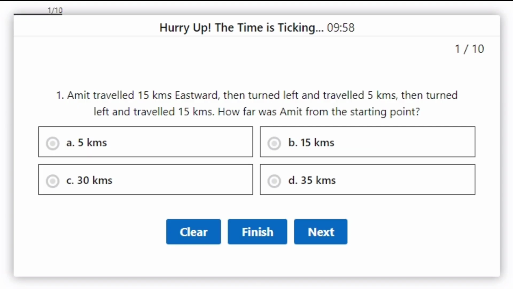So our very first question of the fourth set is: Amit travels 15 km eastward, then turned left and travelled 5 kilometers, then turned left and travelled 15 kilometers. How far was Amit from the starting point? And the options are A 5 km, B 15 km, C 30 km, and D 30.